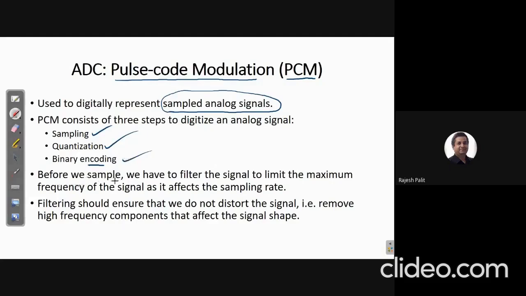Before we take samples, we have to filter the signal to limit the maximum frequency of the signal, as it affects the sampling rate. I will explain it later on. Filtering should ensure that we don't distort the analog signal. But for the time being, let us explain these 3 steps: sampling, quantization, and binary encoding.